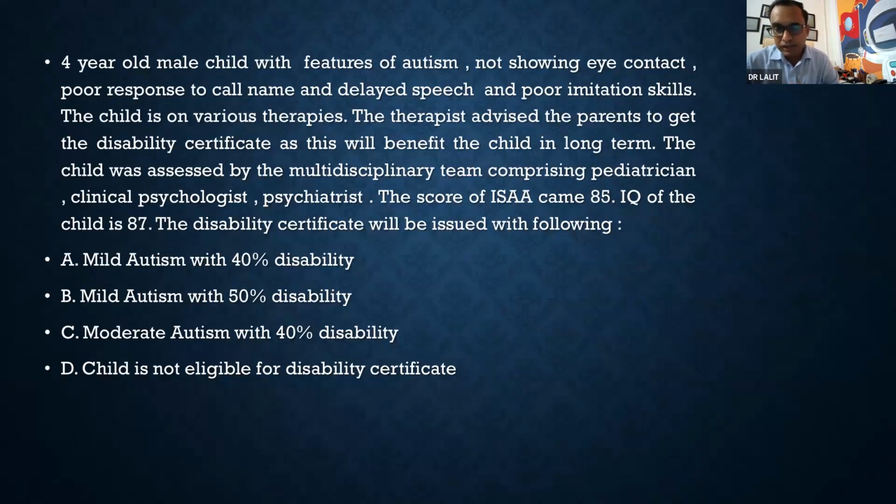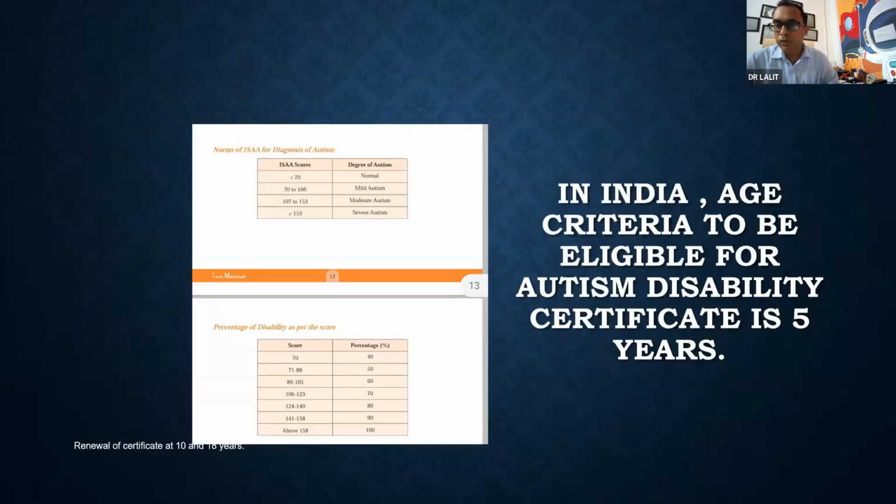But one thing is a catch here in this question. In India, as per the GOI, Government of India, a child is not eligible for the disability certificate, particularly for ASD, unless and until he has reached the age of 5 years. This is a very, very important thing which we should note: at the age of 5 years, a child is eligible for a disability certificate, but that will be issued as a temporary disability, which will be revised at the age of 10 years and 18 years. At 18 years, you get a permanent one, but till the age of 18 years, you will get a temporary disability.